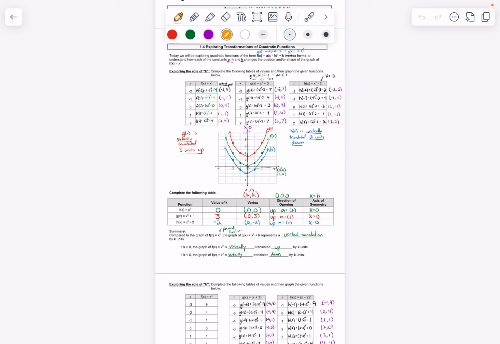So we're just going to finish up lesson 1.4, and I apologize if you hear me coughing throughout this lesson, just not feeling the best right now.